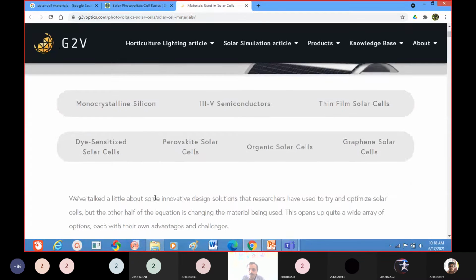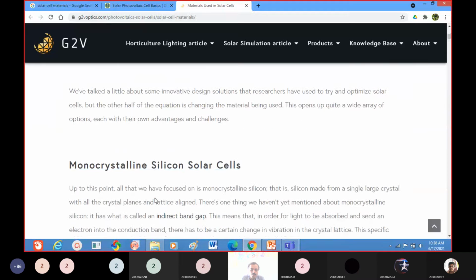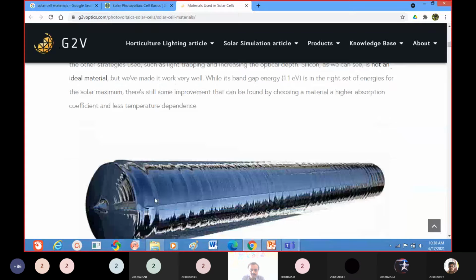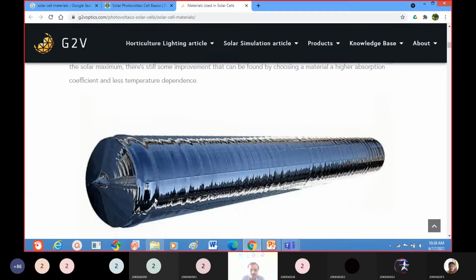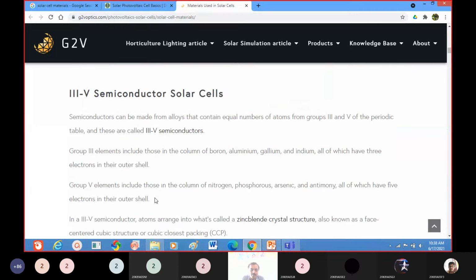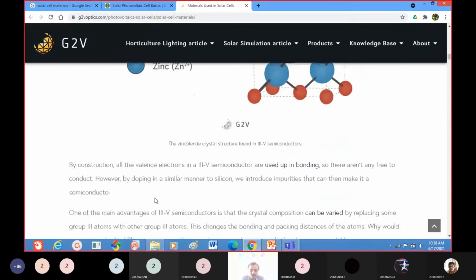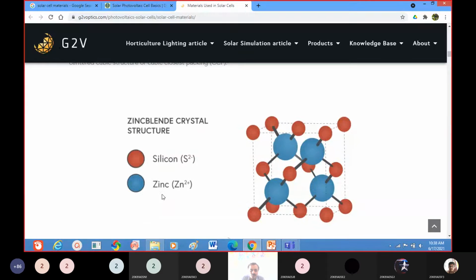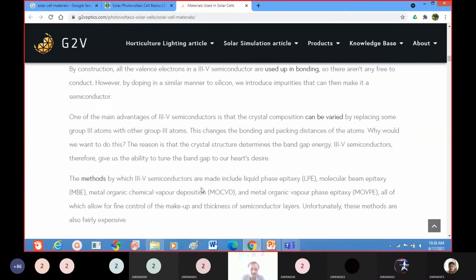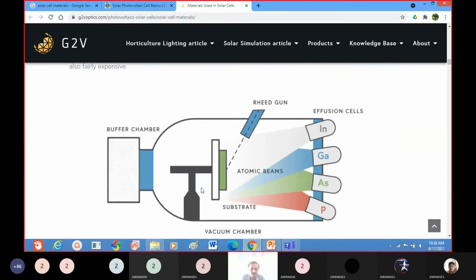If you take here, so many types of solar cells will be there. So this is the monocrystalline solar cell material. And the compound semiconductor solar cell materials here. The structure of compound semiconductor material is the zinc blende structure. Already we discussed.